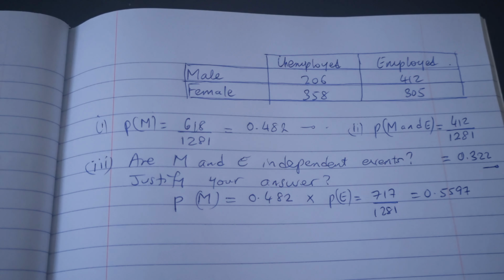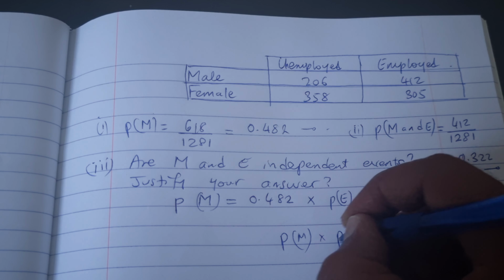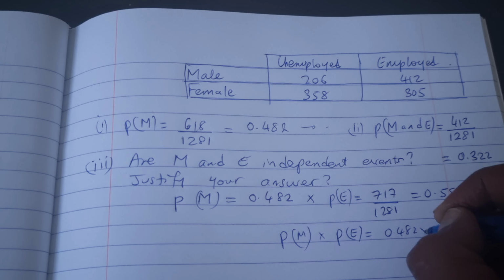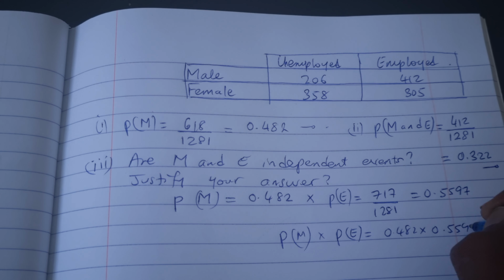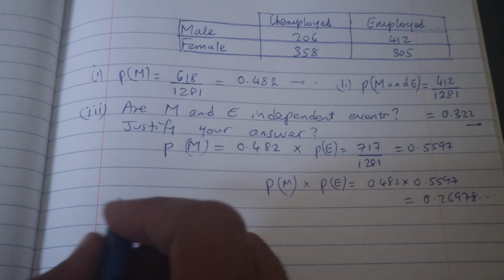to get, I'm just doing it right now in the calculator, 0.26978. So the probability of M times the probability of E is equal to 0.482 multiplied by 0.5597, and this comes to 0.26978, and so on. Now from here, what else do we need to take into consideration?